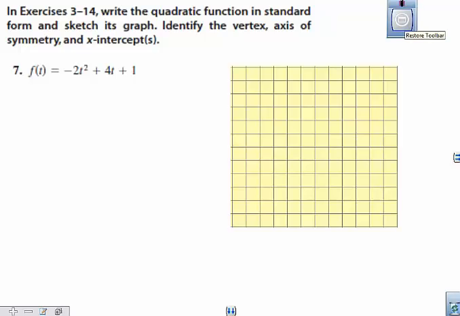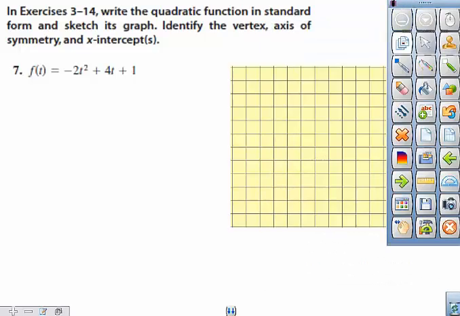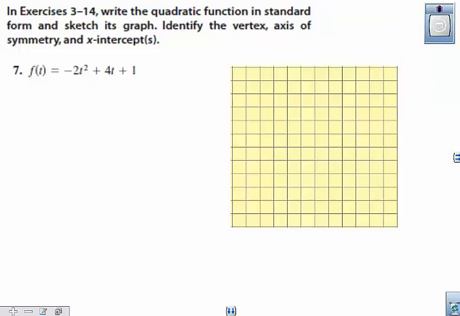Alright, so this is number 7 on your review for part 2.1. You're asked to write the quadratic function in standard form, which really means vertex form. So we have to complete the square. You're going to factor out your a, which is -2. Remember, when you're factoring out, it comes out of the first two terms, the quadratic term and the linear term. So you have t squared minus 2t, and then we'll do our plus box.